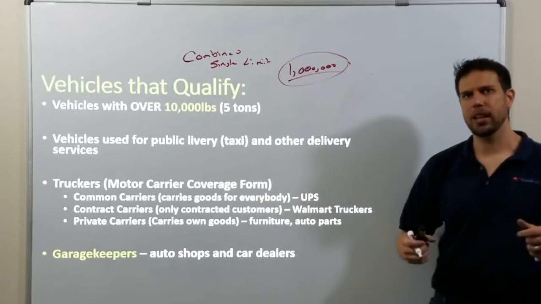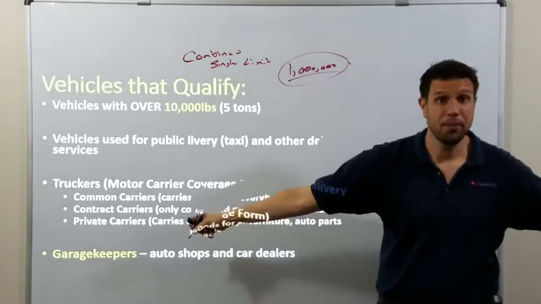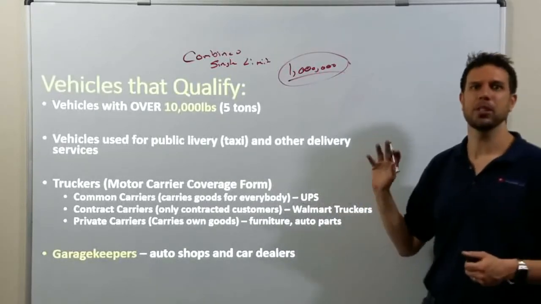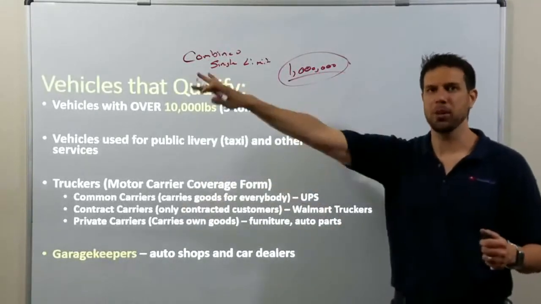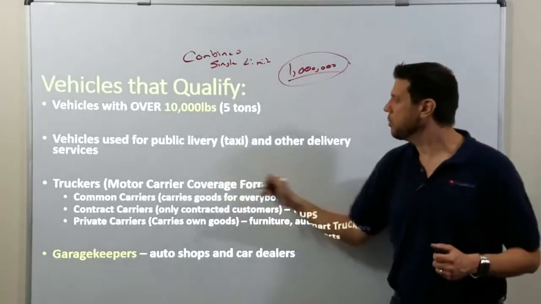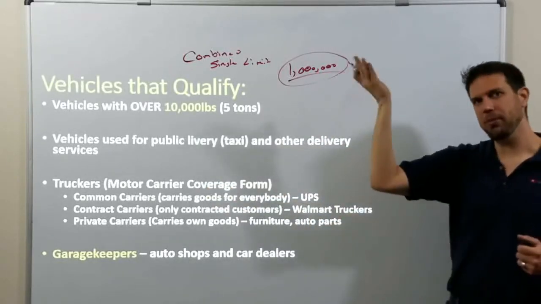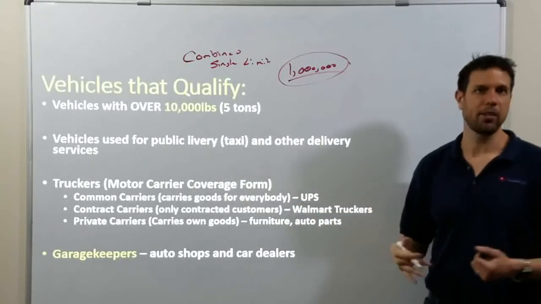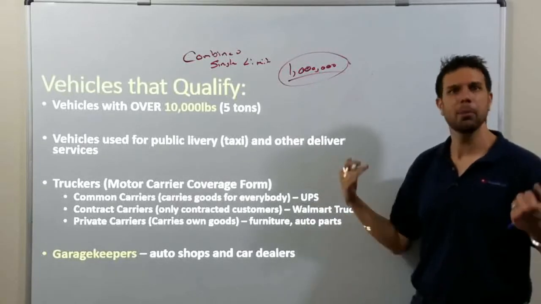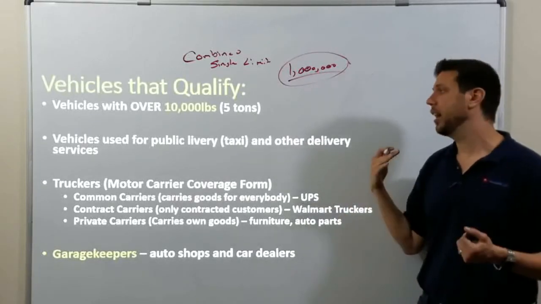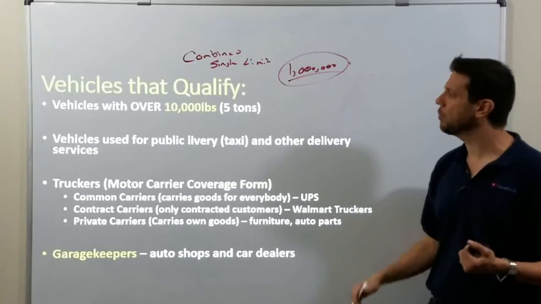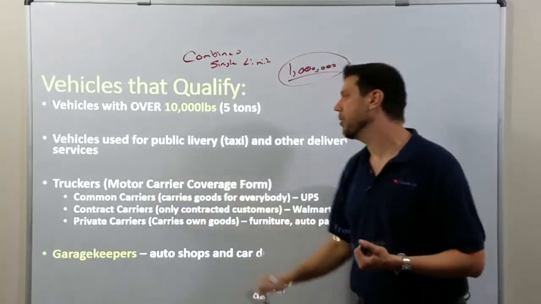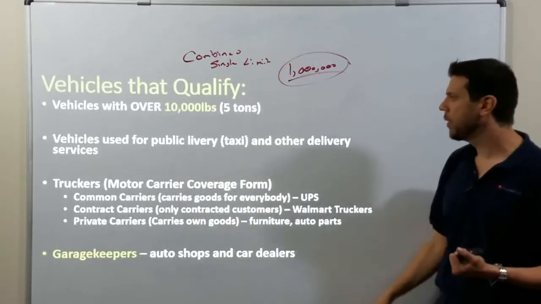Common carriers will transport anything. That's like UPS, FedEx. Anybody can put something on a UPS truck and transport it around. Common carriers are the most dangerous, and they cost the most to insure, because they have no idea what they're carrying. They could have a bomb, they could have flammables, they don't know what's in the package. They're just carrying whatever somebody pays them for. So under the Motor Carrier Coverage Form, common carriers are the highest risk.